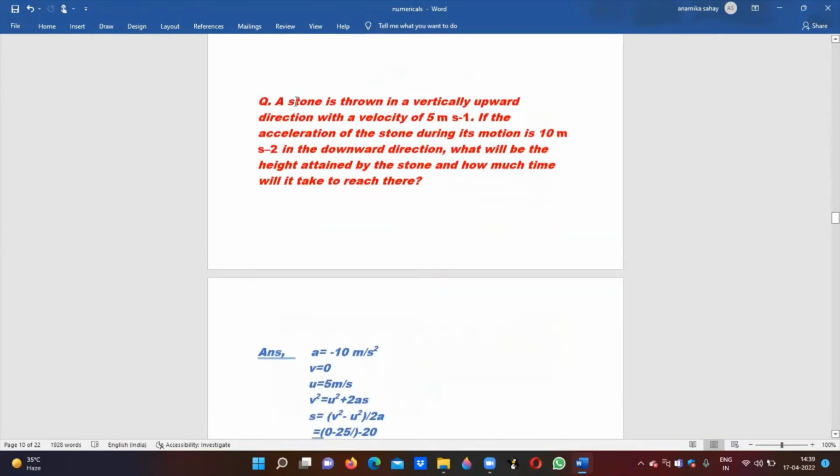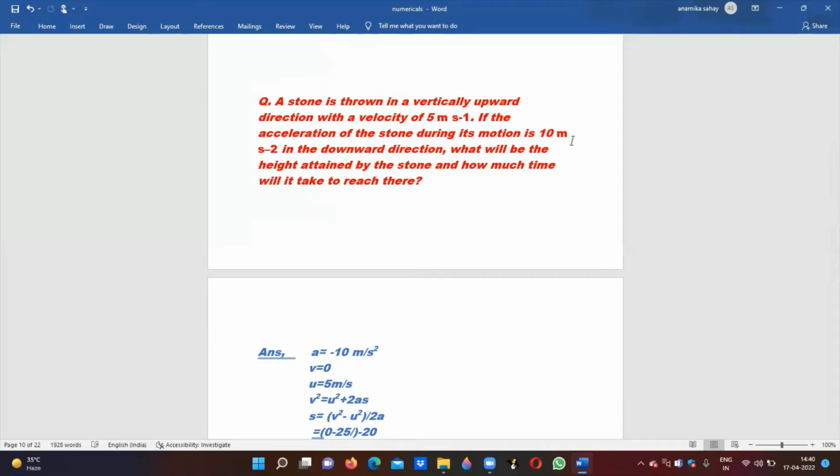Now next question. A stone is thrown vertically upward with a velocity of 5 meter per second. If the acceleration of the stone during its motion is 10 meter per second square in the downward direction, what will be the height attained by the stone and how much time does it take to reach there? So the acceleration of the stone during its motion is given as 10 meters per second square.